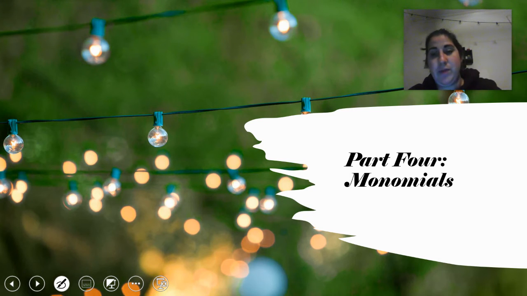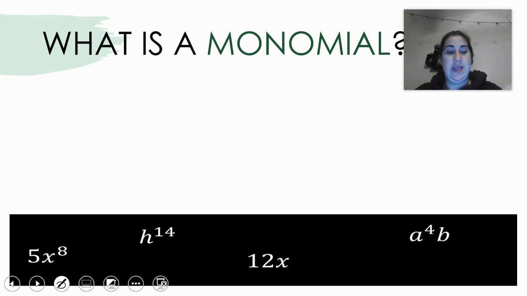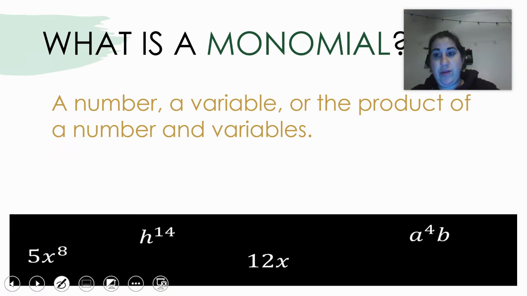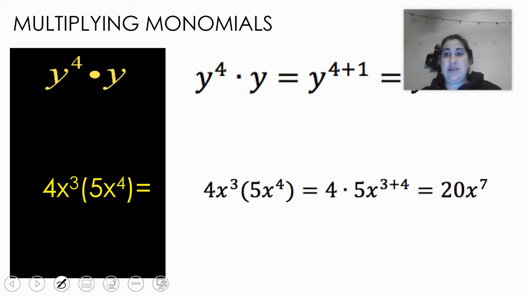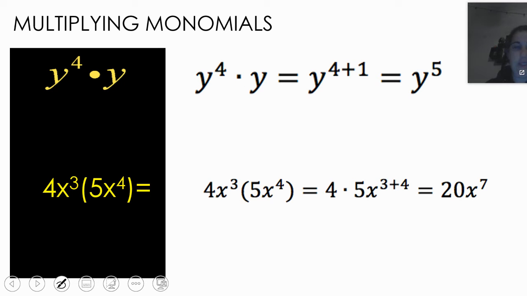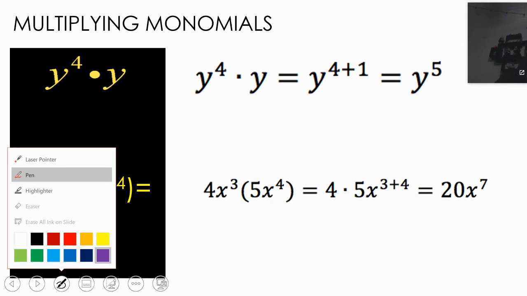Okay, part 4, monomials. What are monomials? A number, a variable, or the product of a number and variables. Basically, it's something that's one term. So all of these examples in the black box are one term, even though they have more than one variable. A to the 4th power times b, that's one term because there's not a plus or minus between them. Okay, so if you guys remember way back to creating equivalent expressions, the terms were separated by a plus or minus. So we can apply these rules that we talked about to monomials. I don't know if I'm saying that right, but it is what it is.